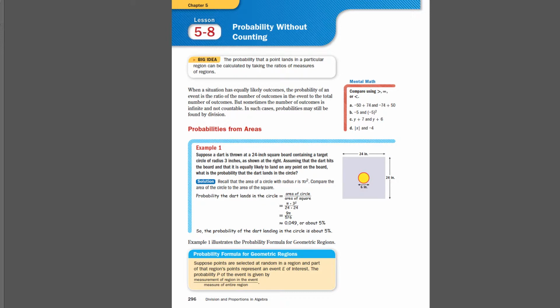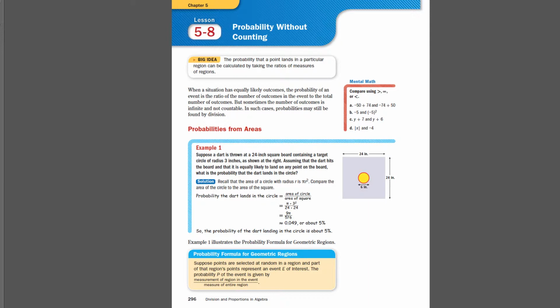We're into another probability study, and this is probability without counting. Sometimes this is called the area model for probability, and the way it works is we have an area, and we can look down at example 1. You see the 24-inch by 24-inch square, and in it is a 6-inch diameter circle. If we feel that it's equally likely that something could land anywhere within the 24-inch by 24-inch square, then the thing of interest is, well, what's the probability that it would land within the circle?